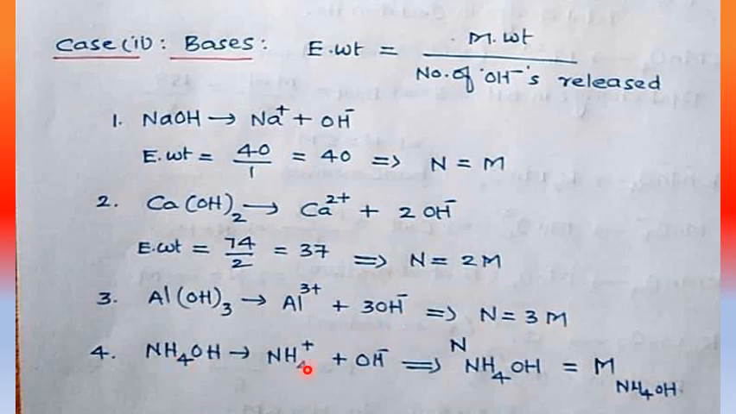So here only 1 OH minus is present, so for NH4OH, N equals M of NH4OH. That means normality equals the molarity of ammonium hydroxide. Both are the same. Okay students.